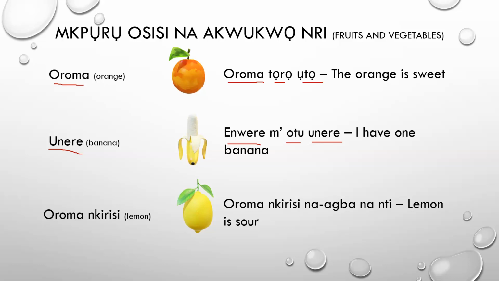And the third one, oroma nkirisi. Oroma nkirisi, which is lemon. Oroma nkirisi na-agba na ntị. Lemon is sour. Okay, let's continue.